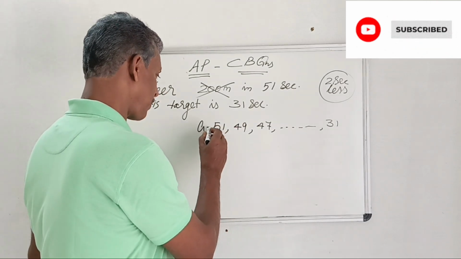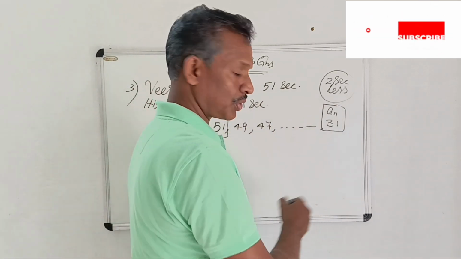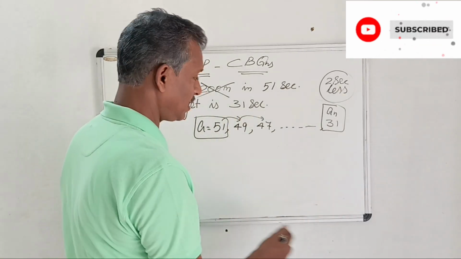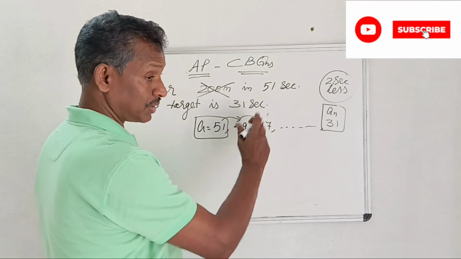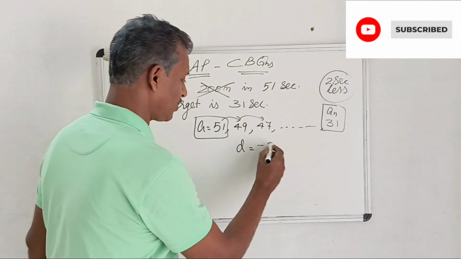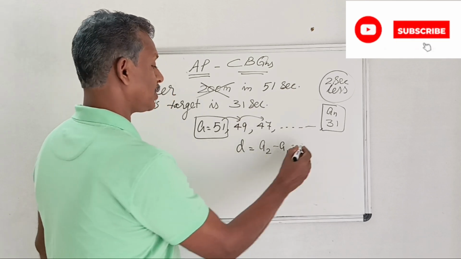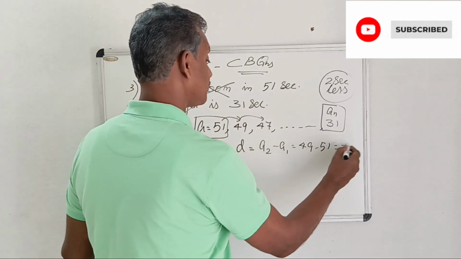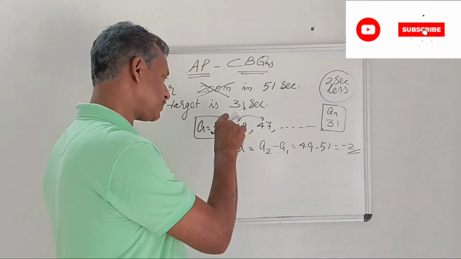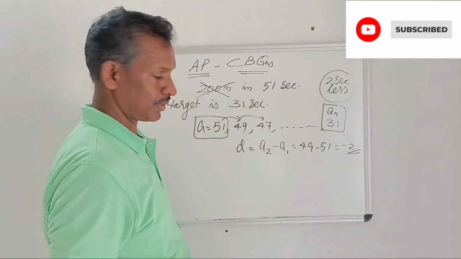So this is a, the first term is a. The last term is taken as an. The AP is decreasing because the values of the terms are decreasing, so d is always negative. If it's a decreasing AP, d is always negative. It is minus 2. Or if you want to find it like this, you can find a2 minus a1, 49 minus 51, which is minus 2. Directly also you can make out whether it is a positive AP or a negative AP. If it is getting smaller and smaller, d will be negative. If it is getting bigger and bigger, d will be positive.